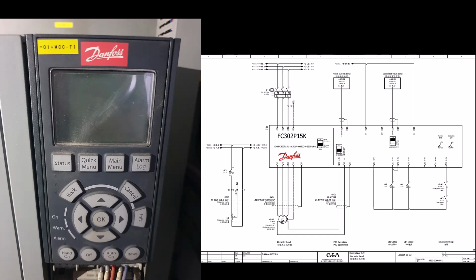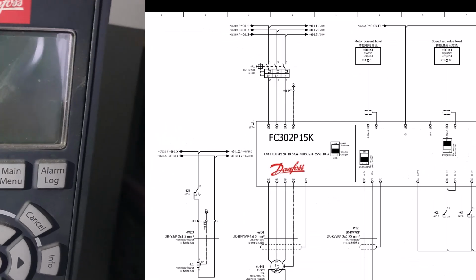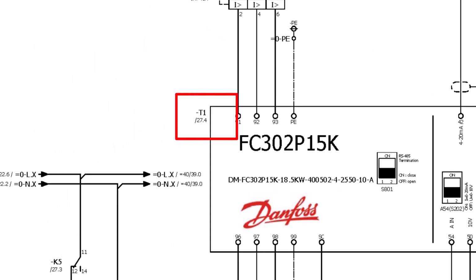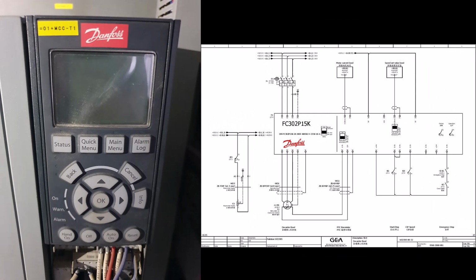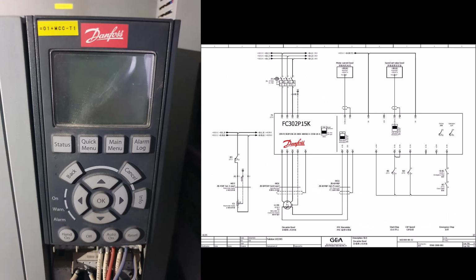This difference is because the drawing tags are based on title block information or page numbering. Here, the VFD is labeled T1 from the drawing, and the title block information shows 01 plus MCC. When we join them together, it will become 01 plus MCC-T1. I hope you understand this concept.